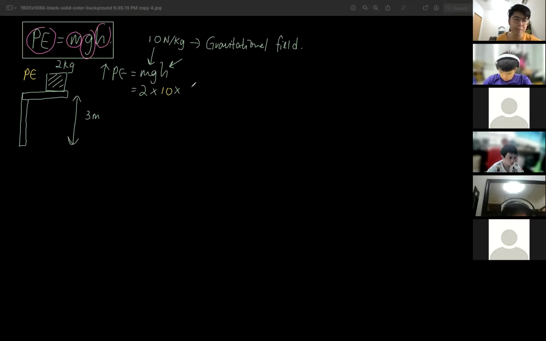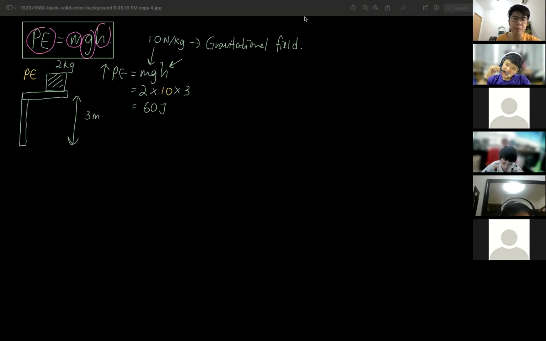So times 3 equals 2 times 3 times 10, 60. The unit: you are finding the PE, so joule is energy. KE and PE have the same unit, 60 joule.